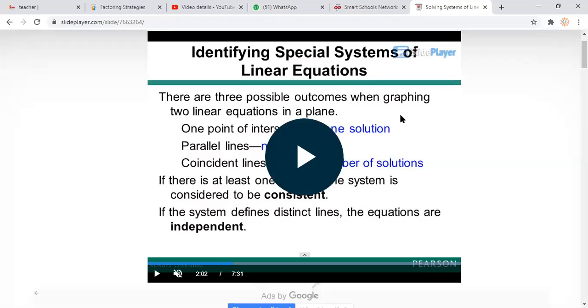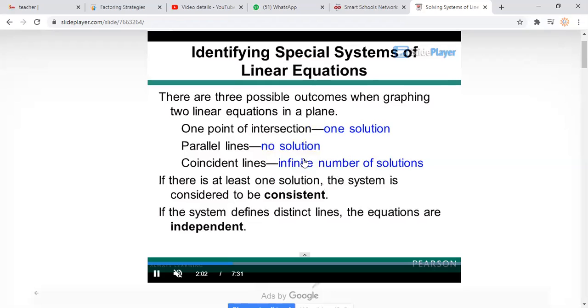A study identifying special systems of linear equations. There are three possible outcomes when graphing two linear equations in a plane. One point of intersection: once you represent them graphically, you will find one point of intersection, meaning intersecting lines, and we can find only one point. Also, we can draw them as parallel lines.